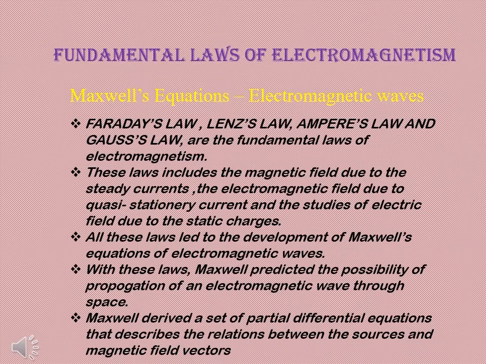All these laws led to the development of Maxwell's equations of electromagnetic waves. With these laws, Maxwell was able to predict the possibility of propagation of electromagnetic waves through space. Maxwell also derived a set of partial differential equations that gives the relation between the sources and the field vectors.